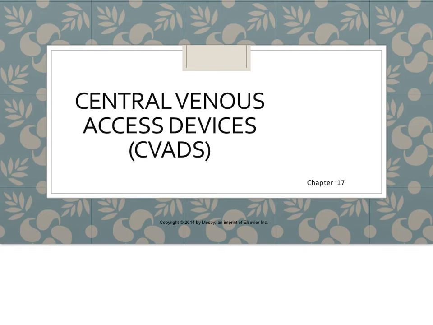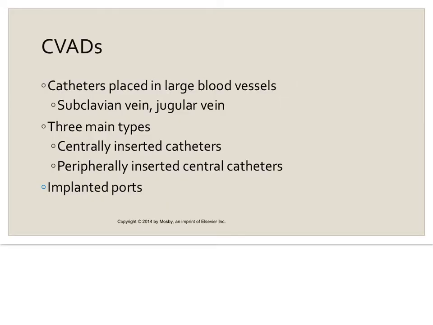Okay, we're going to talk about central venous access devices. We are starting on page 309 in your book. All right, guys, so central venous access devices are catheters that are actually placed in large blood vessels, such as the subclavian vein or the jugular.